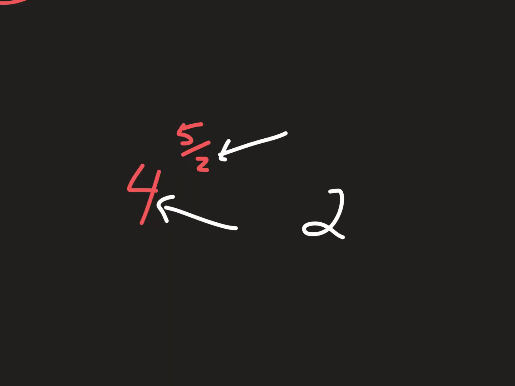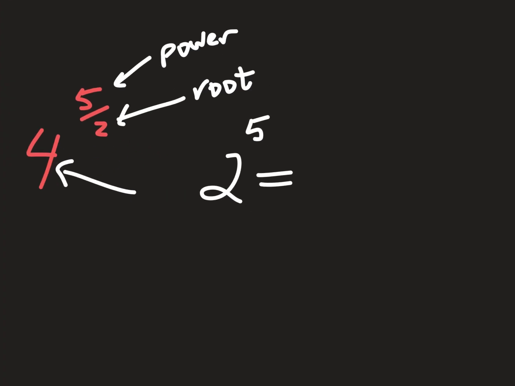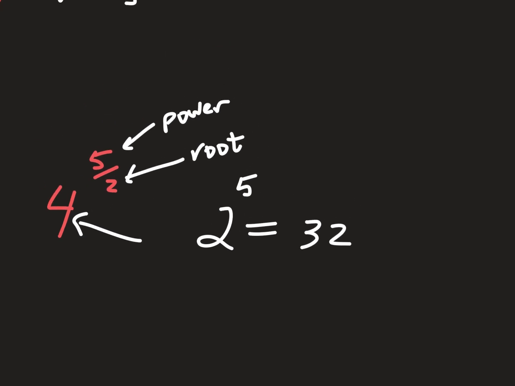And why isn't the answer just 2? Because it's 2 to the 5th. See, you start with the root, and then you finish with the regular power. And what is 2 to the 5th? Well, if you didn't know, you can use a calculator. And I'm fine with that on today's homework too. 2 to the 5th, 32. Cool, there's the first one.